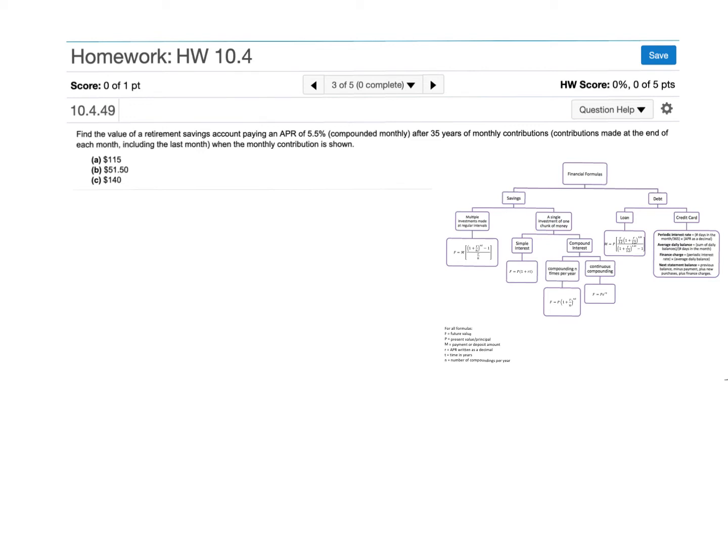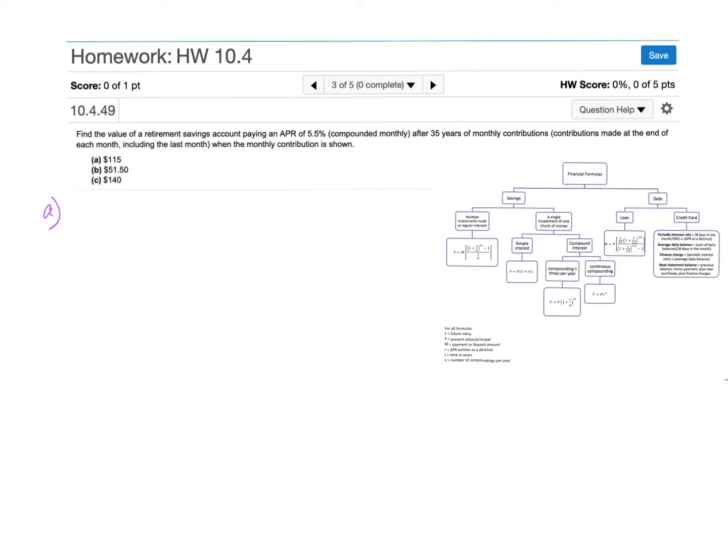Okay, I'll make a couple of videos here to do some 10.4 homework. This is question 3. Find the value of a retirement savings account paying an APR of 5.5% compounded monthly after 35 years of monthly contributions. Contributions are made at the end of each month, including the last month, when the monthly contribution is shown. Let's do part A first, if the monthly contribution is $115.